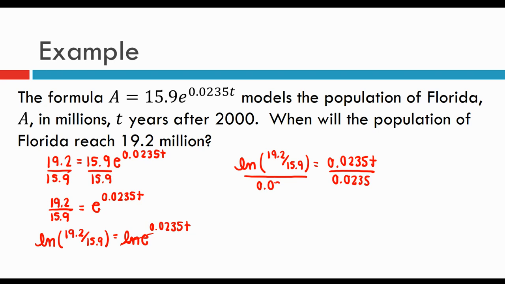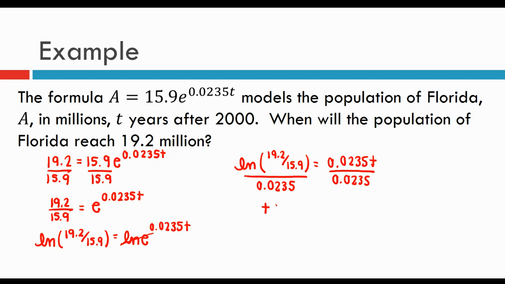And then once again, when we're typing things into our calculator, we're going to be very careful. After you do your 19.2 divided by 15.9 from taking the natural log, you have to close the parenthesis before you divide by that decimal of 0.0235. Make sure that you don't lose any of those zeros when you're doing your decimal.